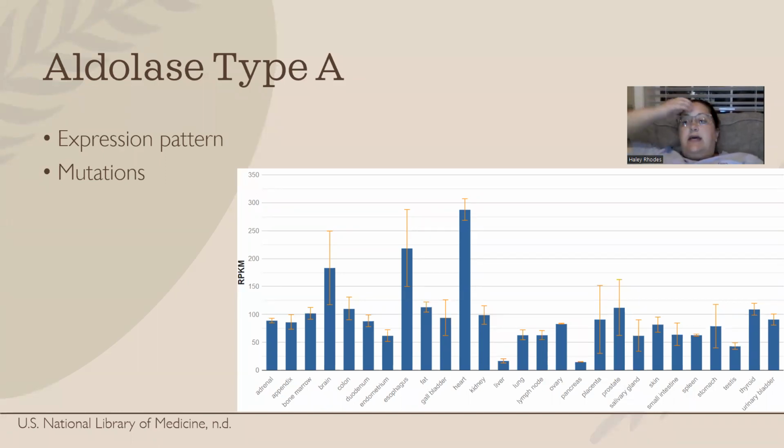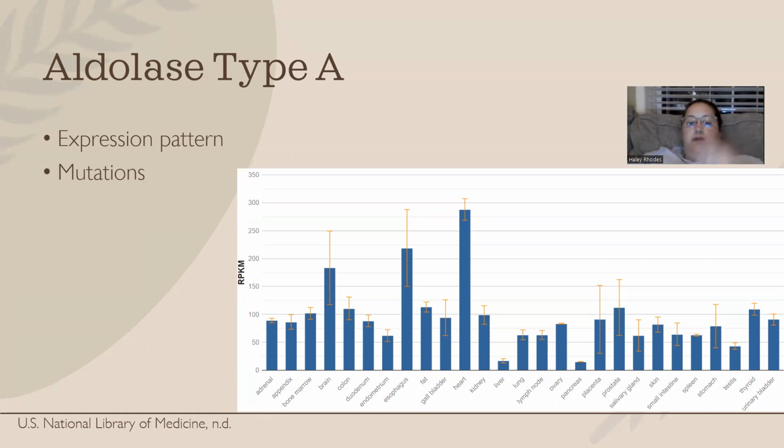So when looking at aldolase and how there are different isoforms that are expressed, to better understand how it functions in different areas. Aldolase type A is typically highly expressed in heart tissues, as well as the tissues in the esophagus and the brain.